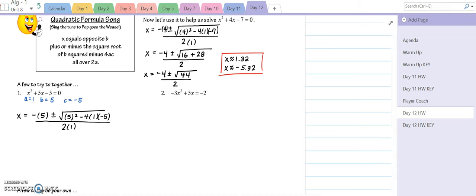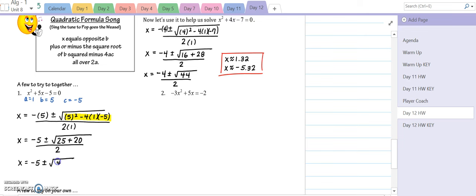Start with the inside here, the stuff underneath that square root bar. So I have x equals negative 5 plus or minus 5 squared is 25. I get 4 times 1, which is 4, times negative 5 is negative 20. Negative plus another negative turns into a positive. So I get that plus 20 on the inside. I'm dividing the whole thing by 2. Still need to combine those two like terms inside that radical, the square root bar. So now I get negative 5 plus or minus the square root of 45 all over 2.